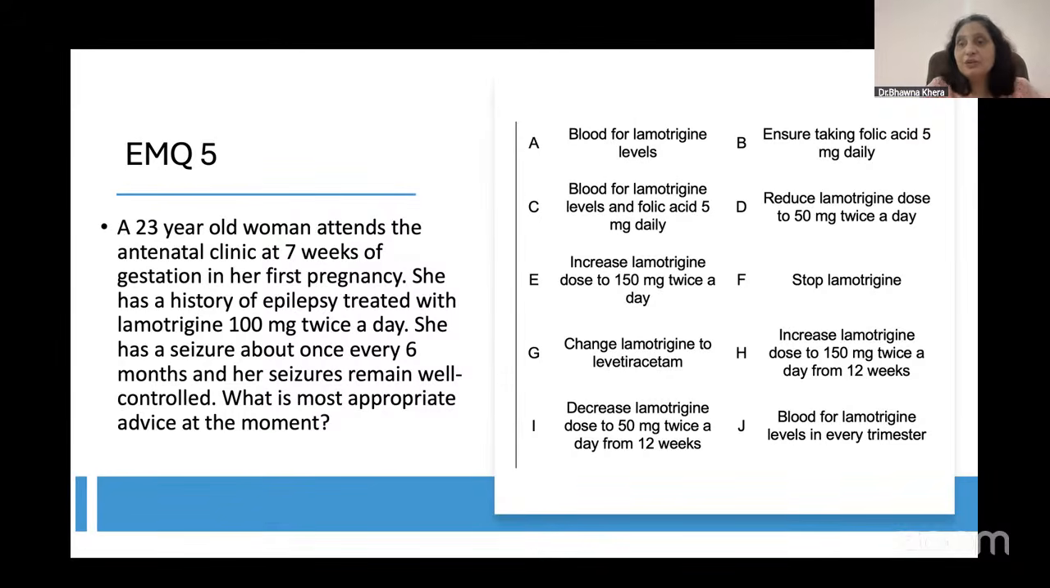Who is going to answer this? Again, an easy question. So basically, the patient is at 7 weeks of gestation with a history of epilepsy, and she is on lamotrigine 100 milligram twice a day. So what to do now?